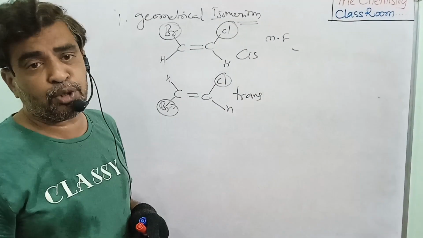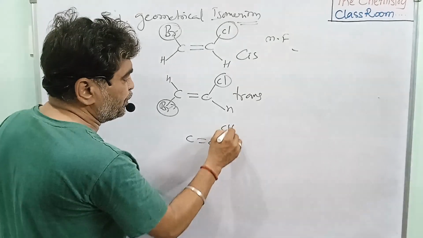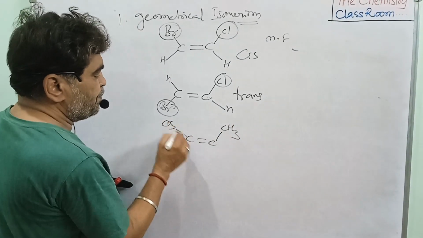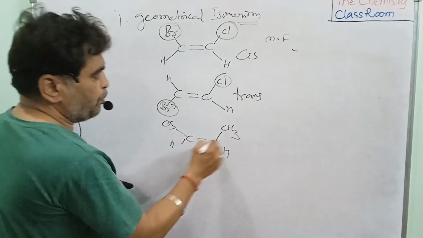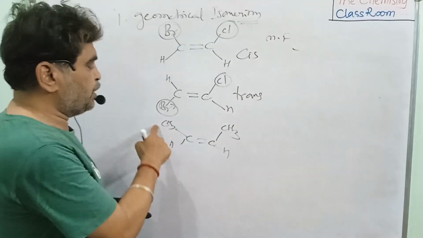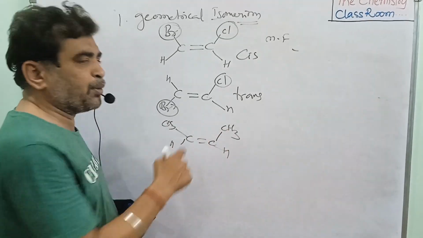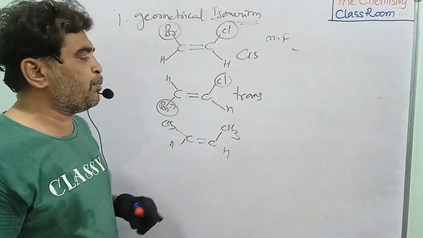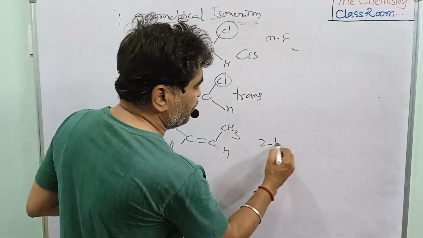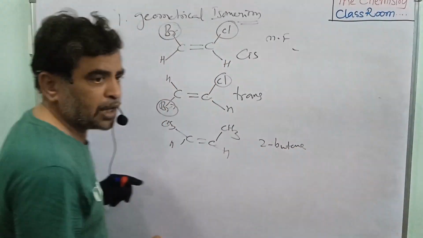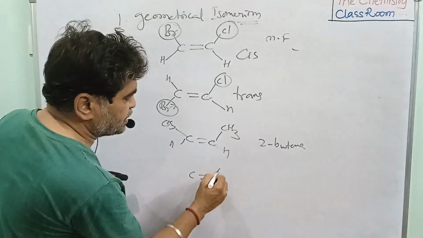One more example we can take. The compound is called 2-butene. Here you see, the compound is 2-butene: 1, 2, 3, 4. In the second position you have a double bond. This compound is 2-butene. One more I am writing here, you see.